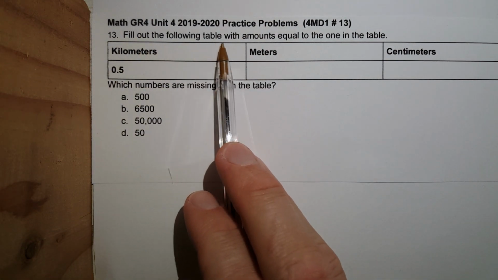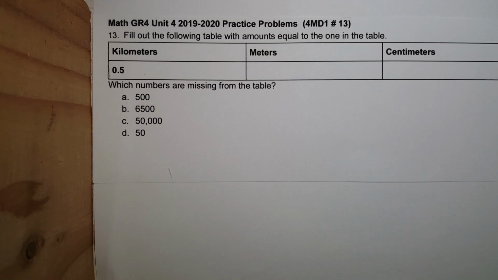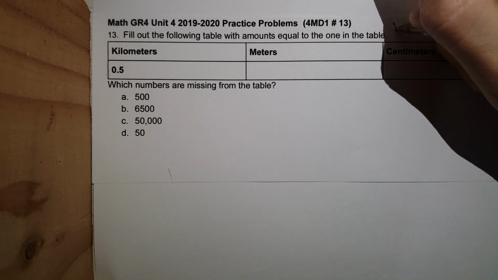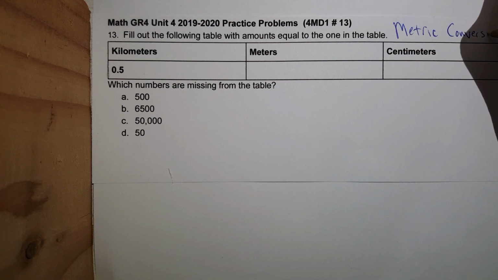Fill out the following table with amounts equal to the one in the table. So we have the metric system. We need to do a metric conversion. That's an O-N. Keeps getting cut off. That's an N right there.